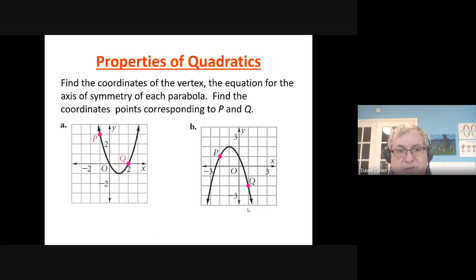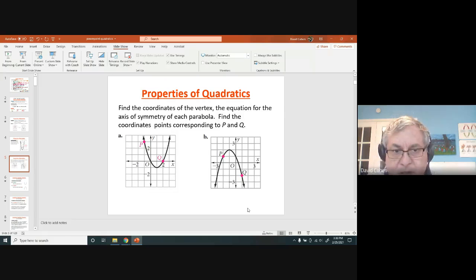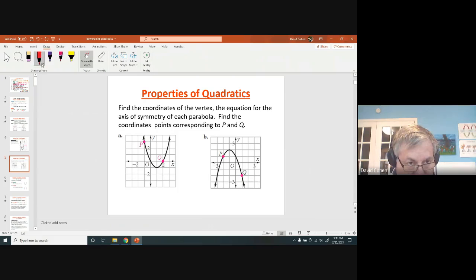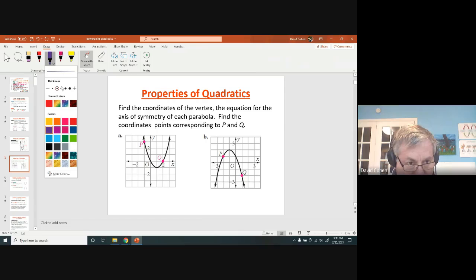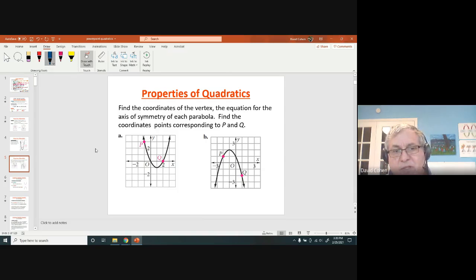Properties of quadratics include: we're going to find the coordinates of the vertex and the equation for the axis of symmetry of each parabola. So we're going to find the coordinates. Let's do that with a color that is not so close to violet. Right now I've got red. I think blue works. So I'm going to use blue for the vertex. I'm going to find the minimum here, and I'm going to find the maximum here.